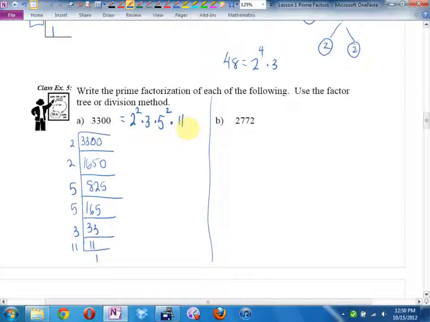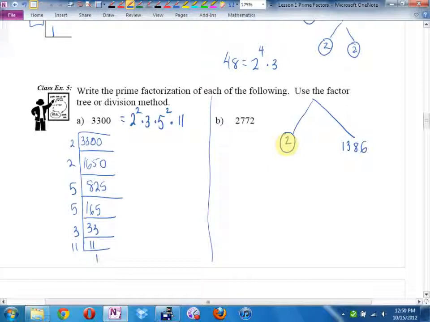B. So let's do a factor tree. What goes into 2,772? Well, I know 2 does, so let's try that first. Since 2 is prime, I'll circle it to say that's part of my answer. What is 2,772 divided by 2? 1,386. Now this branch right here is done, because 2 doesn't break down any further.